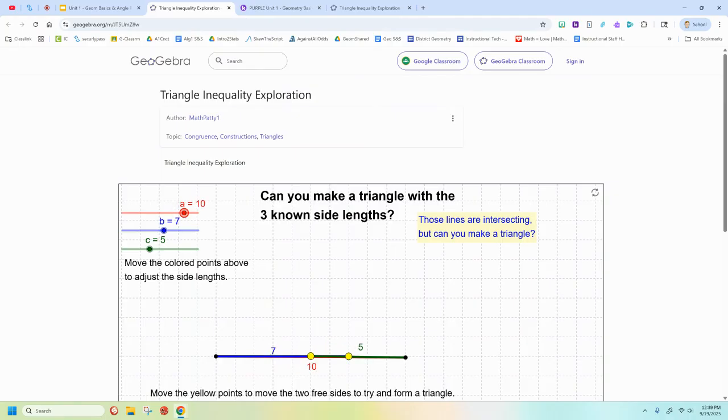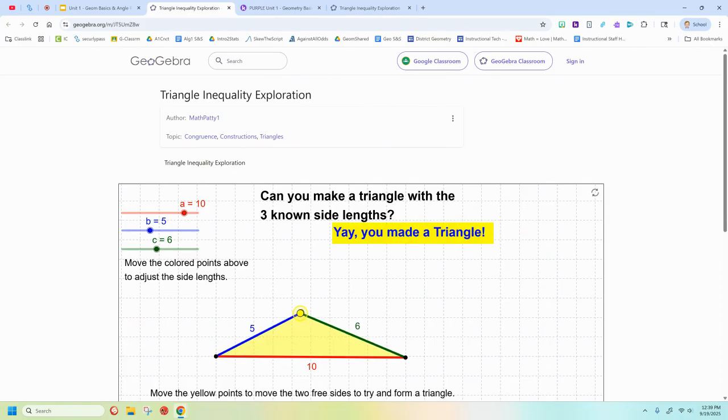I'm going to make A 10. I'm going to make B 5. Oh, it can't be 10, 5, and 5, but if I do 10, 5, and 6, does 10, 5, and 6 work? Yeah. What happens if I try to do 10, 10, and 6?